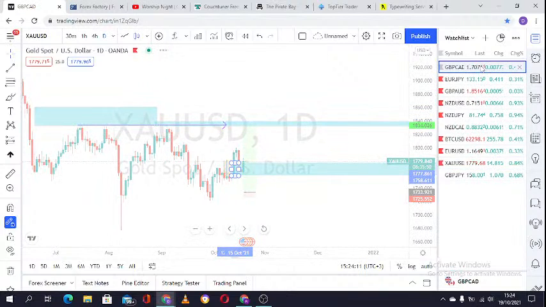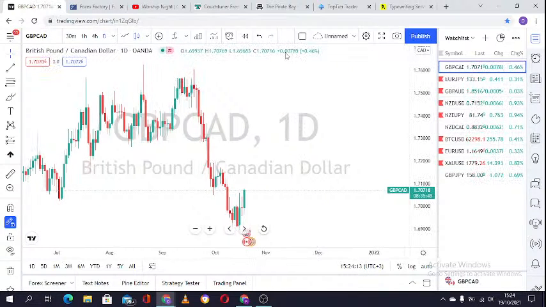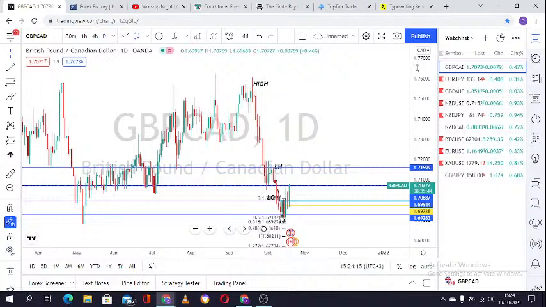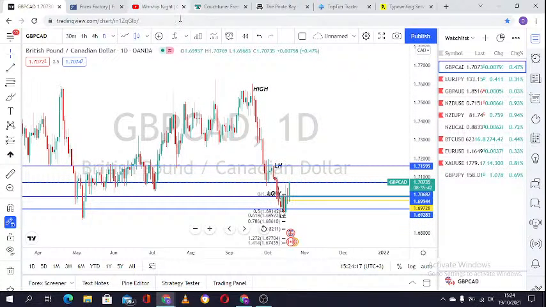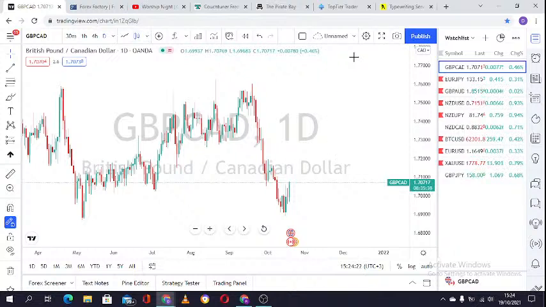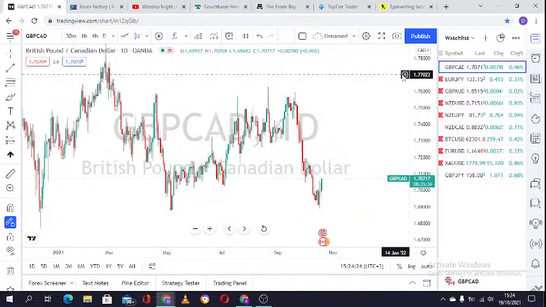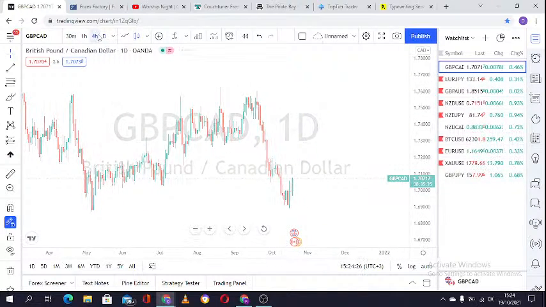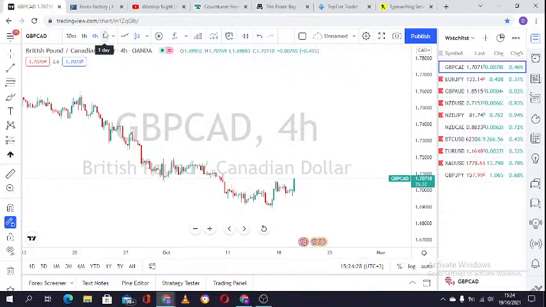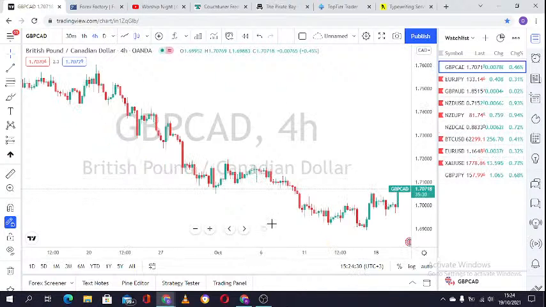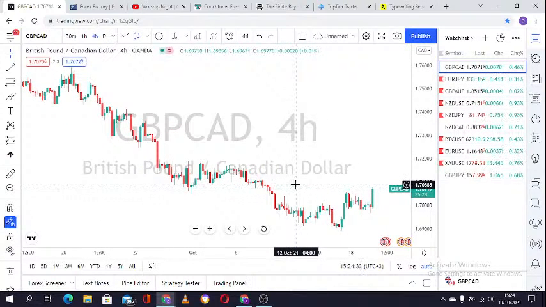We can go through GCAD. As you can see, GCAD structure is kind of changing, so this is a good sign. Let's just clear everything. As you all know, I like to start on the higher time frames, but today I'm just going to start on the H4 time frame, since I'm going to take my positions on the M30.